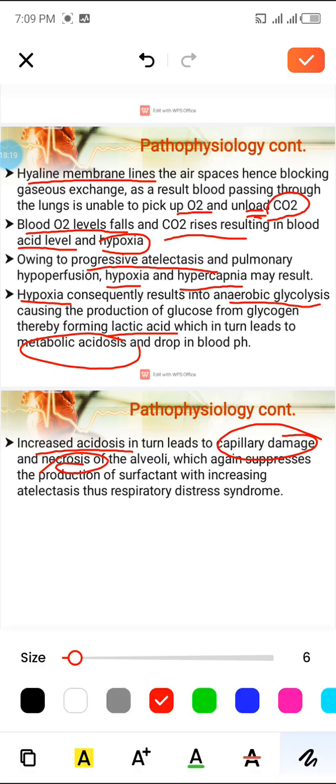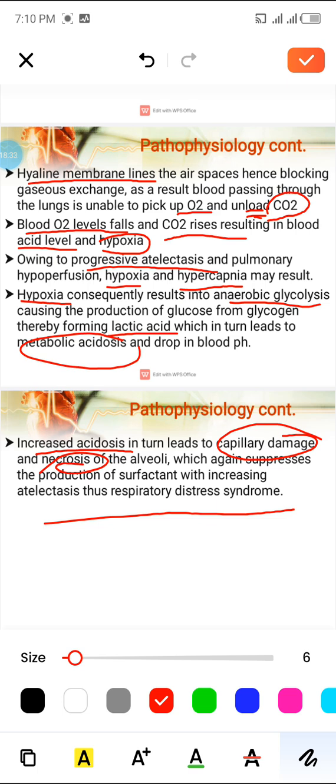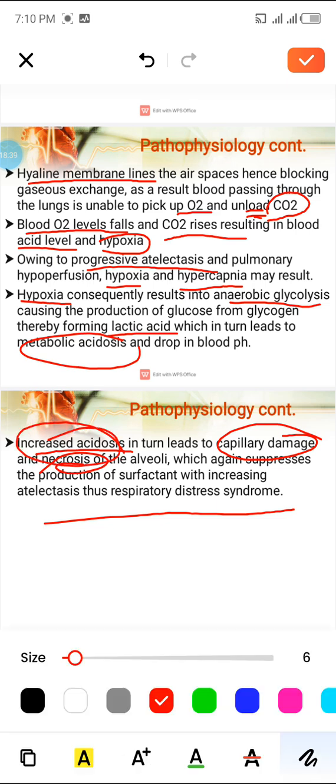Then necrosis in the alveoli, again, what will happen is that the production of surfactant will not be there. So that's why the last point says that this again suppresses the production of surfactant, meaning that if there is just acidosis itself, surfactant will not be produced. Even if the body attempts to produce surfactant, it will still fail because the CO2 in the body has risen.